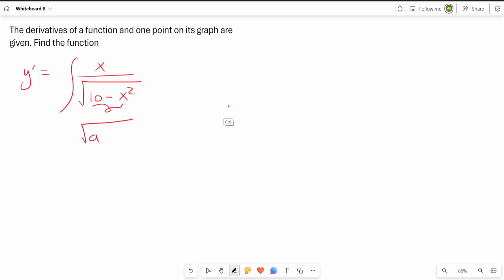Okay, if you look closely, you will find something. We have an x squared here, and the derivative of this whole thing is basically 2x. So it's something multiplying x, and I have an x here. So I know that this can cancel. So from here, I can use u substitution.